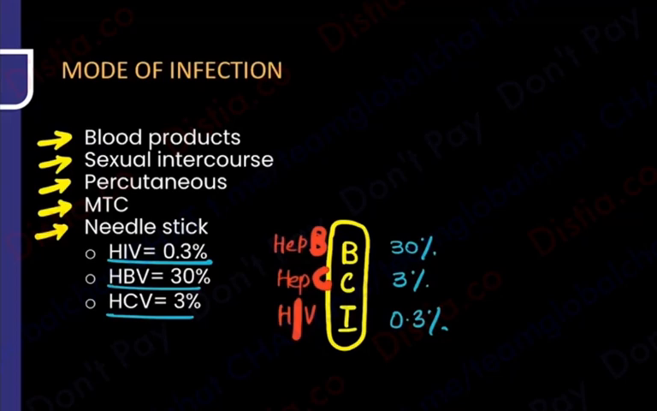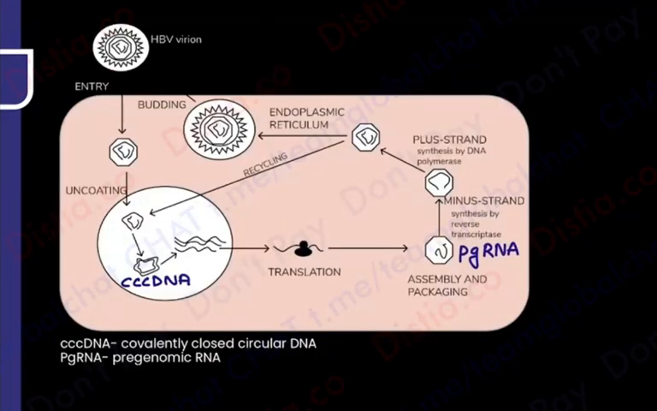So once this mode of infection has occurred, what is the pathogenesis going to be? That is very interesting. This is one of the most interesting and not so student friendly pathogenesis. We'll try to simplify it. The books have made it super complicated. We'll try to make it a little easier.